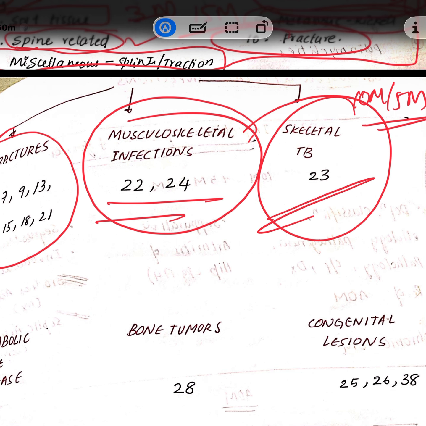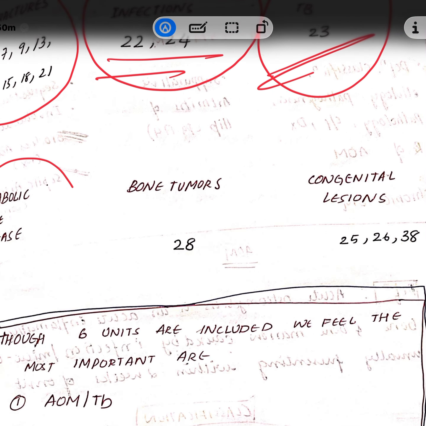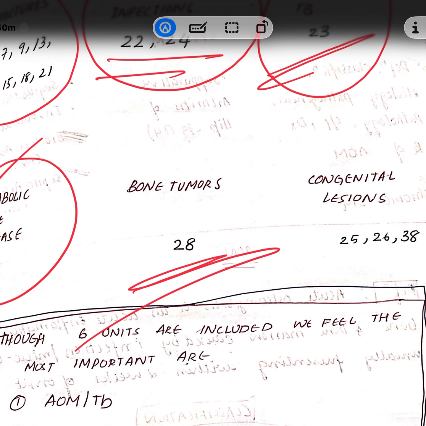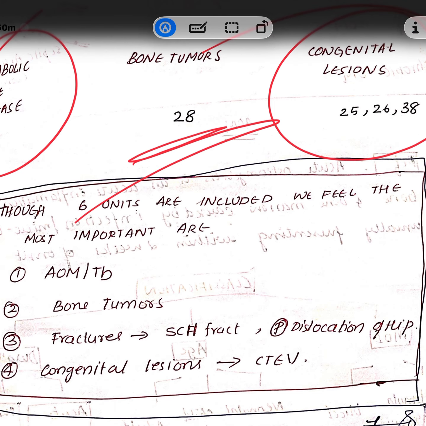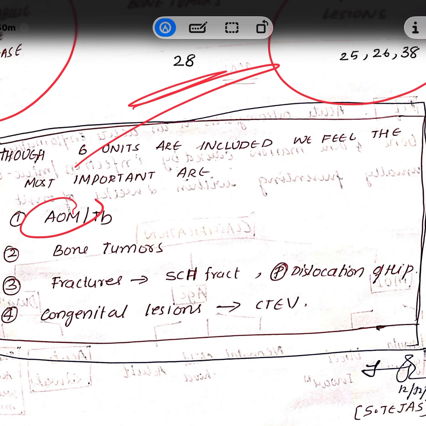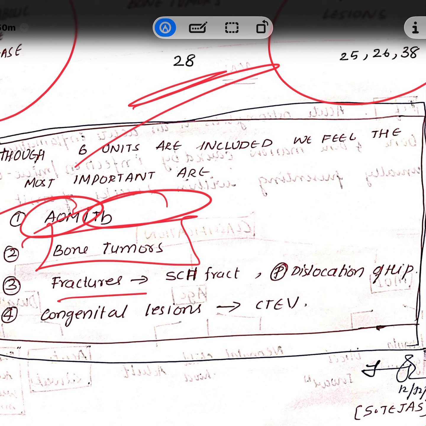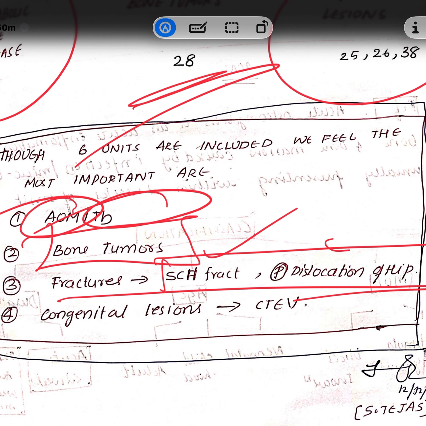And under TB, 23 part of your Maheshwari, and metabolic bone disease, it's 17 if I'm not wrong, and bone tumors is 28. Congenital lesions, these are the questions. Those 6 units are included. We feel the most important ones are acute osteomyelitis, Pott's spine, and bone tumors. And also under fractures, these are the only 2 questions we are expecting for a 10 or 5 marker. For a 10 marker, a 5 marker can come anything. You can expect anything. That is supracondylar humerus fracture and posterior dislocation of it, or congenital lesions like CP.